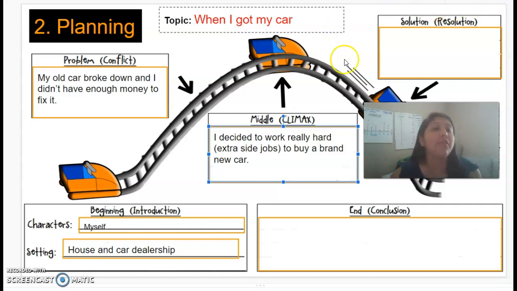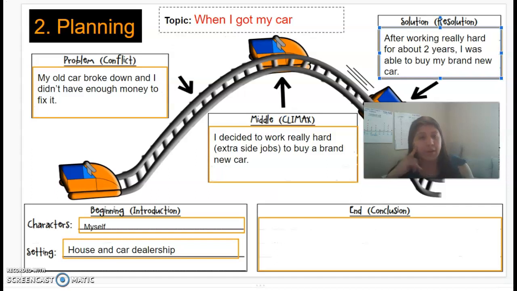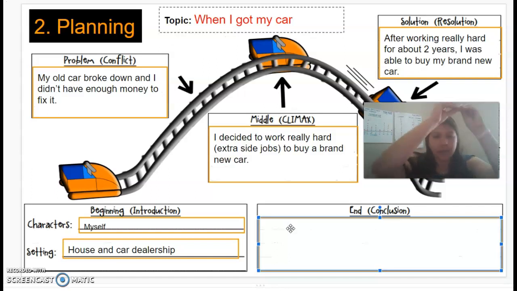Okay, now I'm going to do a solution. How did my problem at the beginning get solved? How did it end up ending? Okay, so for my solution I put, after working really hard for about 2 years, I was able to buy my brand new car. Okay, now my conclusion, again, is going to be the ending. So I know you probably think, oh, I bought my car, I'm done. But then I'm going to end with those emotions. So I'm going to tell you what I'm going to write.